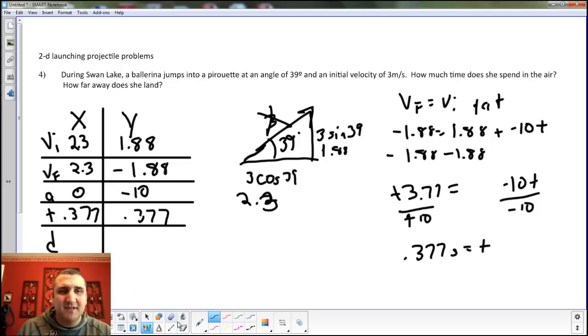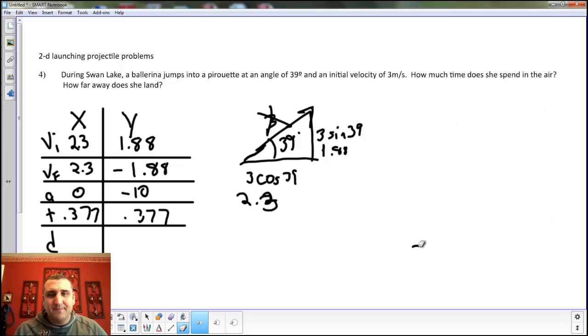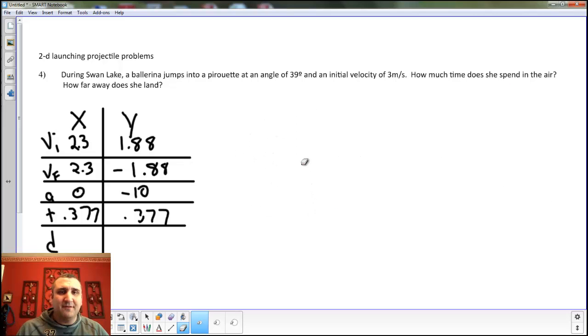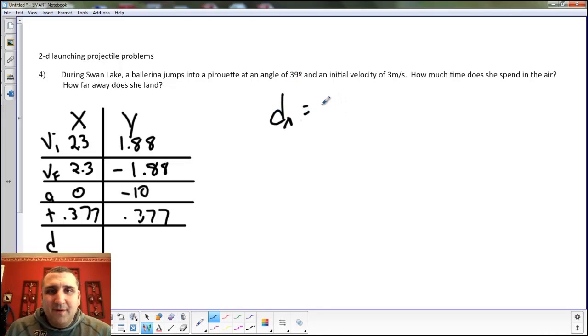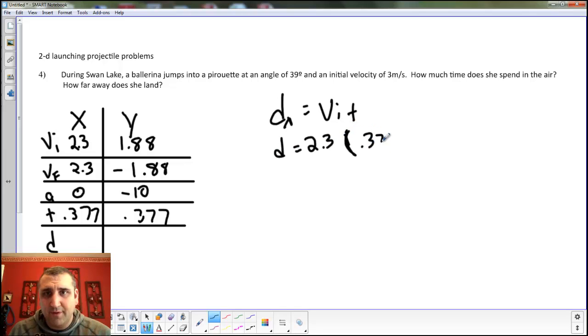Second part of this is how far away does she land? I'm going to get rid of this too to give myself some real estate. We know the distance, we're looking for distance in the x, equals vit plus 1/2 at squared, but the a is 0, so all we really need is d equals vit. D equals 2.3 in the x times 0.377 seconds, and you should end up with your displacement being 0.86 meters. So your time is 0.377. Your distance is 0.86.